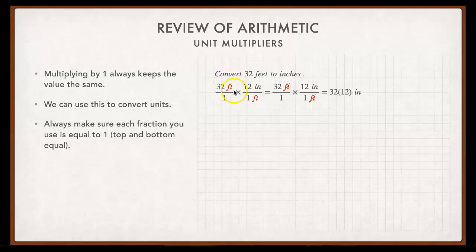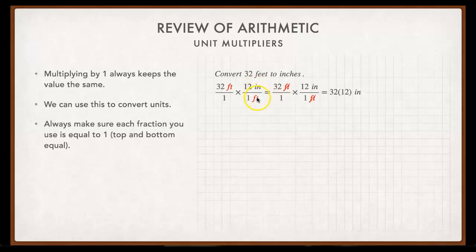Whatever unit is here that you're trying to get rid of, you'll put on the bottom of your unit conversion fraction. And whatever unit you're trying to change it to, in this case inches, we'll put on the top. So since we're getting rid of feet, we put feet on the bottom. We had feet up on top, feet on the bottom now. And we want to change to inches, so inches go on the top.